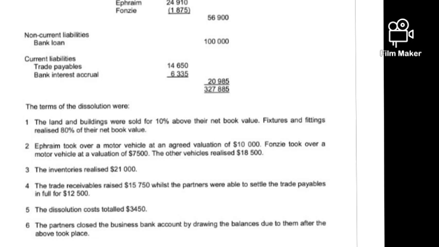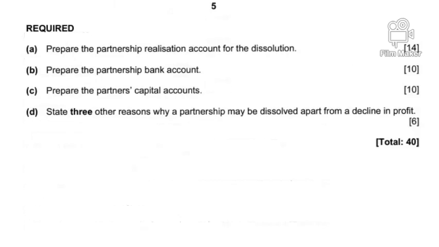The dissolution cost totaled 3,450. Number 6, the partners closed the business bank account by drawing the balances due to them after the above took place. Then we move on to the requirement of the question. You are required to prepare the realization account, 14 marks. Remember, the realization account is also known as the dissolution account or the liquidation account. Part B, prepare the bank account, 10 marks. Part C, prepare the partners' capital accounts, 10 marks.